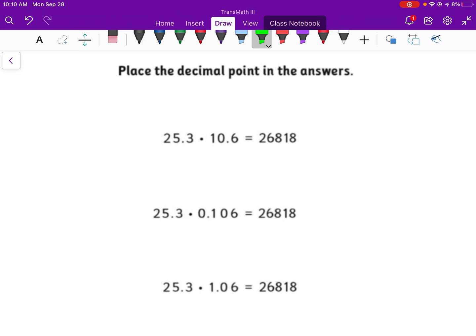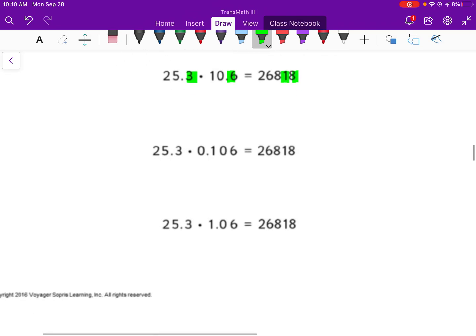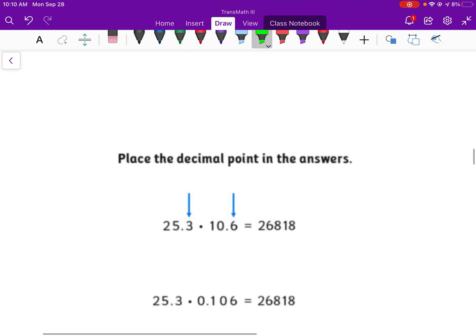Now place the decimal point in the proper position. In this one, we got 1, 2, 1, 2, so that decimal place will go between the 8 and the 1. Here, 1, 2, 3, 4, 1, 2, 3, 4, so that decimal place will be between the 2 and the 6. In the third one, we got 1, 2, 3 decimal places, so the decimal place will go in between the 6 and the 8.